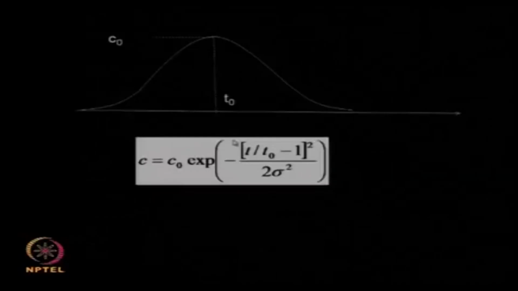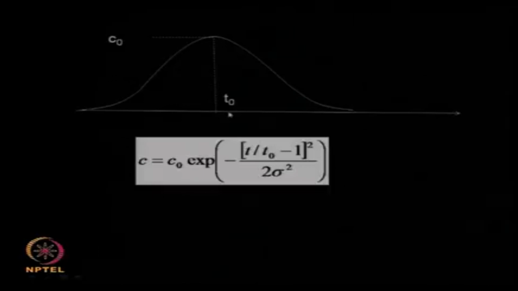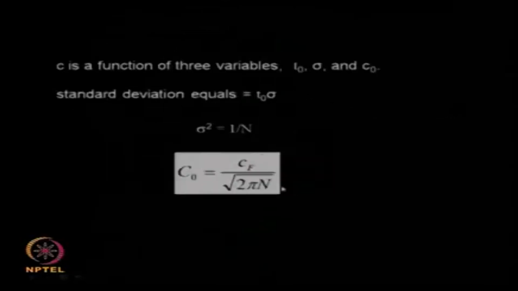If it is a normal or Gaussian distribution, then we said this is the equation for it: C equals C naught exponent minus (T by T naught minus 1) whole square divided by 2 sigma square. Now T naught is your retention time, and the standard deviation for this Gaussian distribution will be T naught sigma. Making use of that, we brought in the concept of number of theoretical stages or theoretical plates.